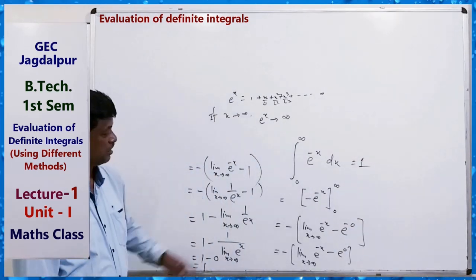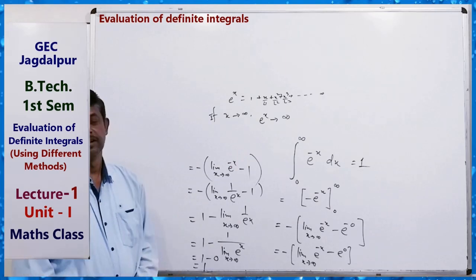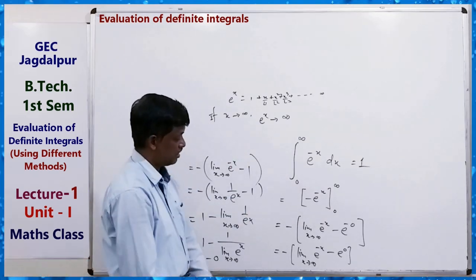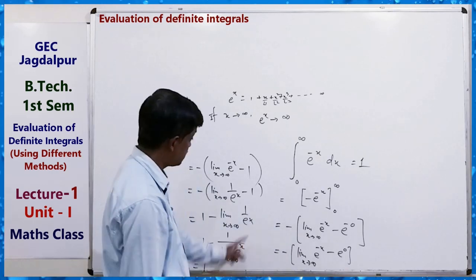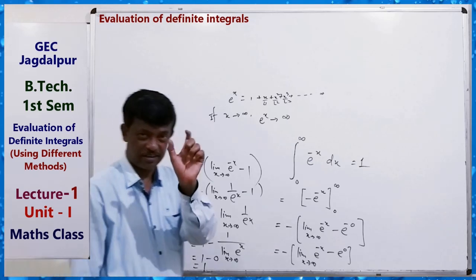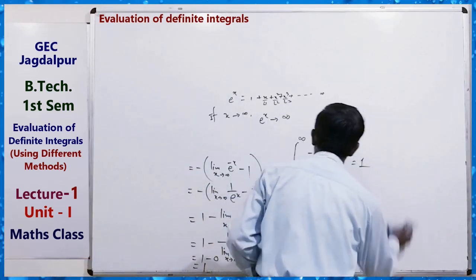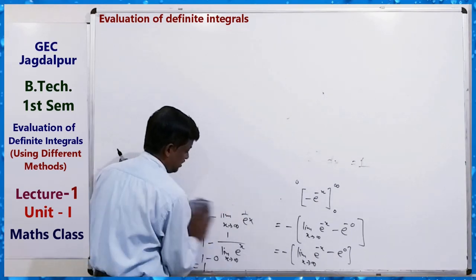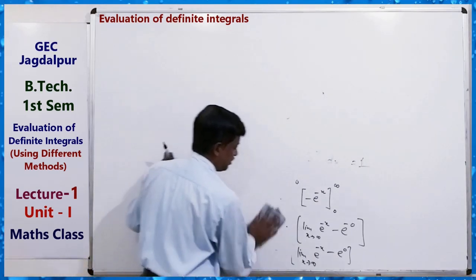Just for finding the improper integral like this. Okay. How can you find the value at infinity? Just follow the process for finding a limit at infinity. Okay. So this is a simple type of improper integral.